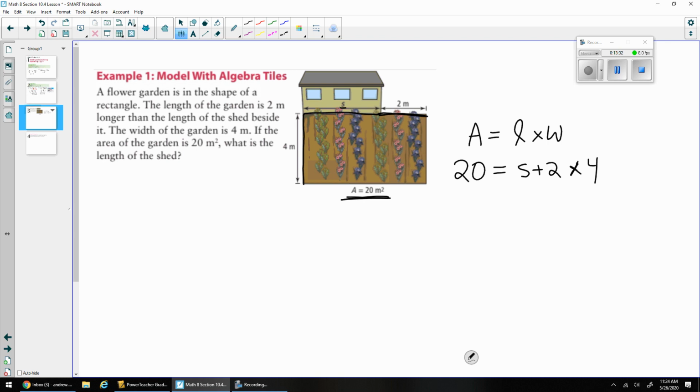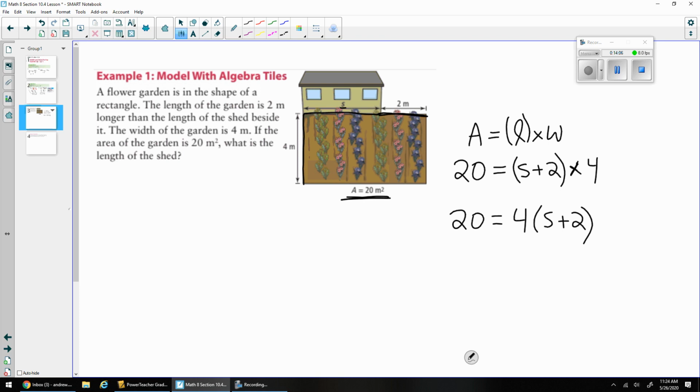This is actually, the way I wrote it is sort of wrong, because what happens when you look at it like this is that it makes it look like we're just multiplying the 2 by 4, so it's just S plus 8. But that's not correct. What the whole length is, I am having to multiply that by the width. So it's actually S plus 2 in brackets times 4. So we actually have 4 times S plus 2. So we could actually write this as 20 is equal to 4 times S plus 2.